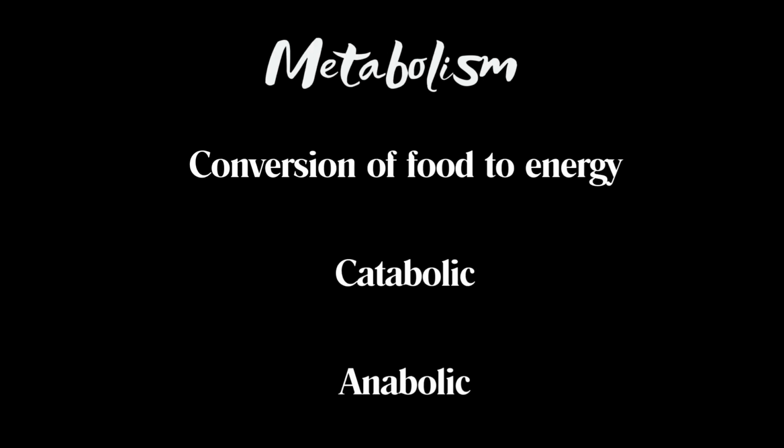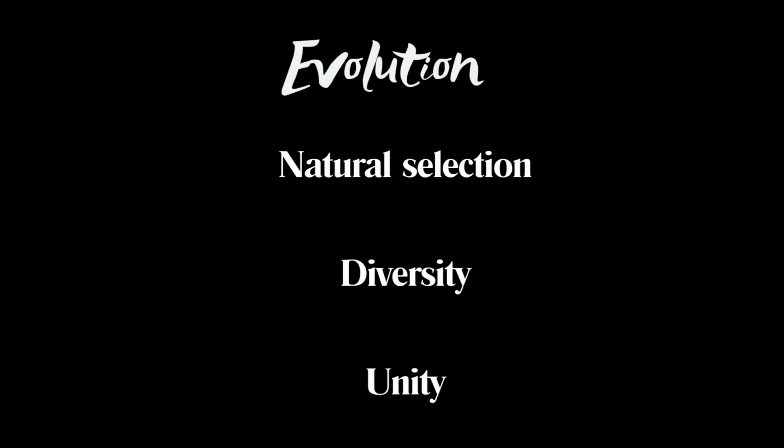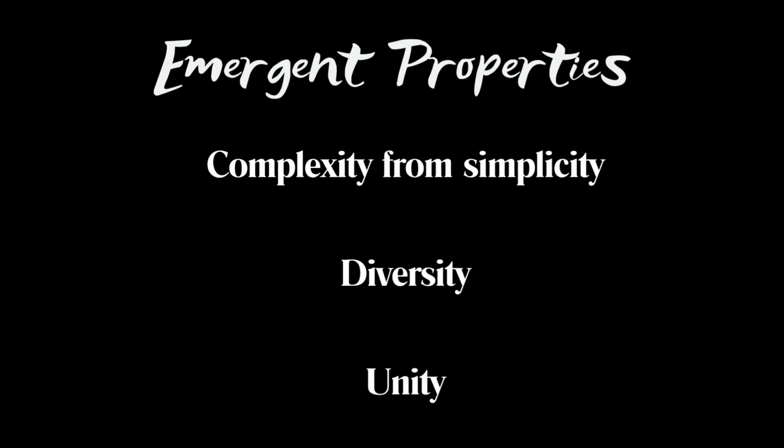Metabolism: understanding of how organisms convert food into energy and new cell materials, covering both catabolic and anabolic pathways. Evolution: discussion on the process of natural selection and how it drives the diversity and unity of life across the planet. Emergent properties: investigation into how complex structures and functions arise from simpler organizational levels, from cells to organ systems.